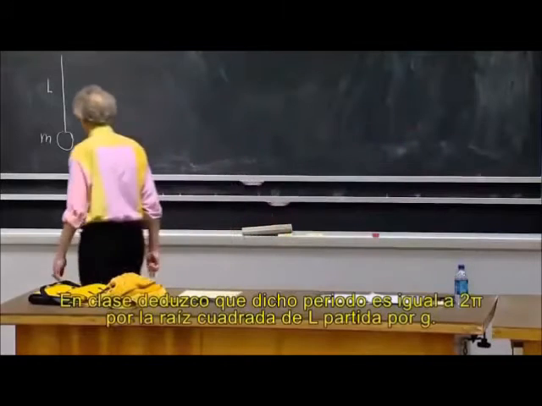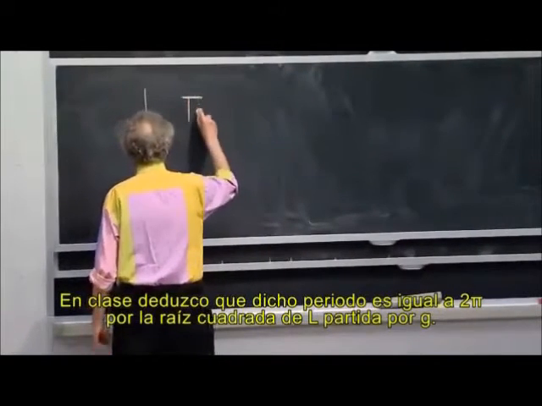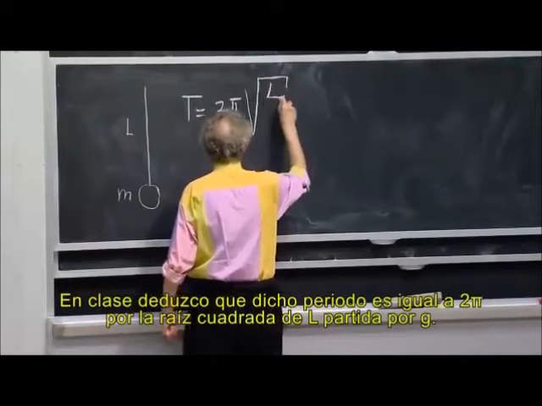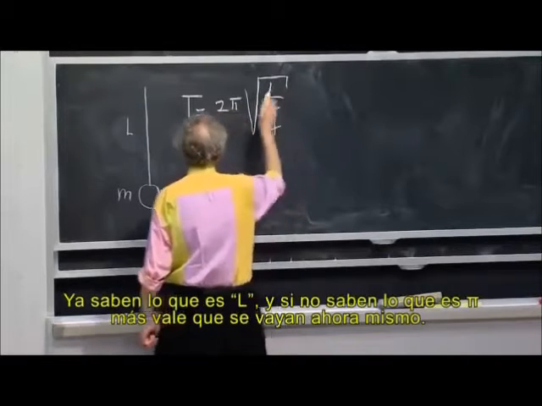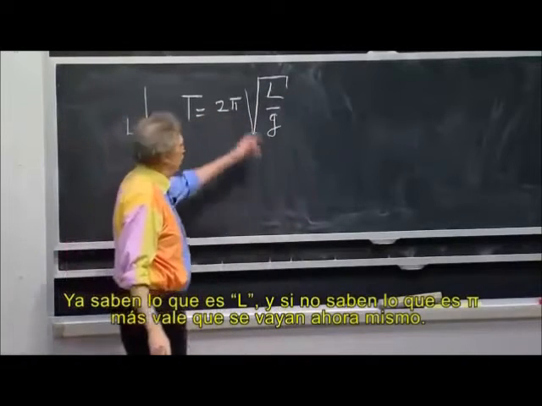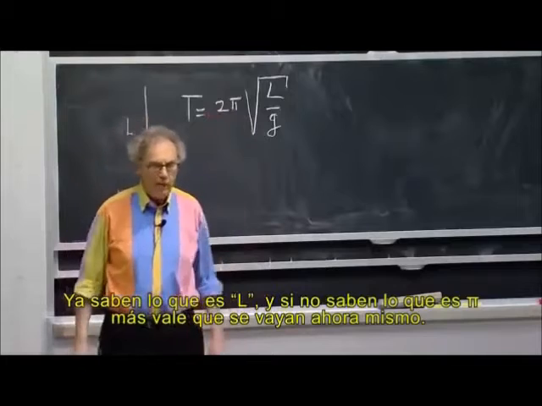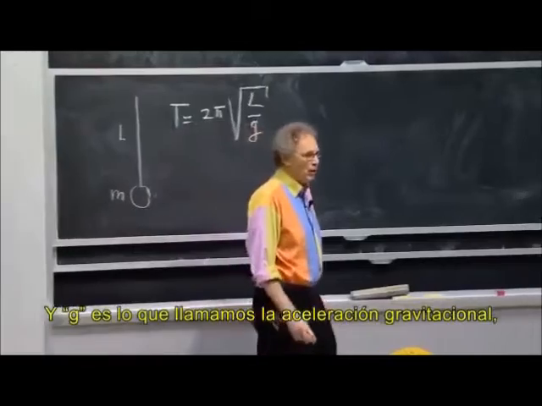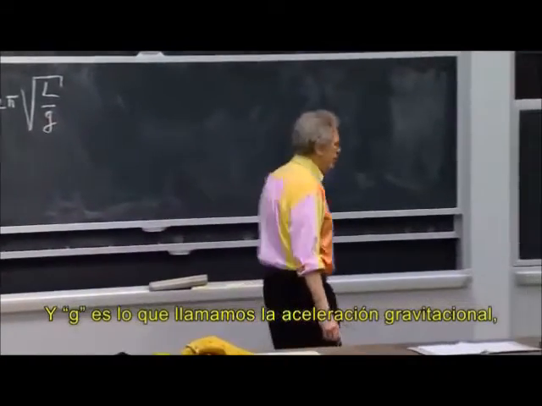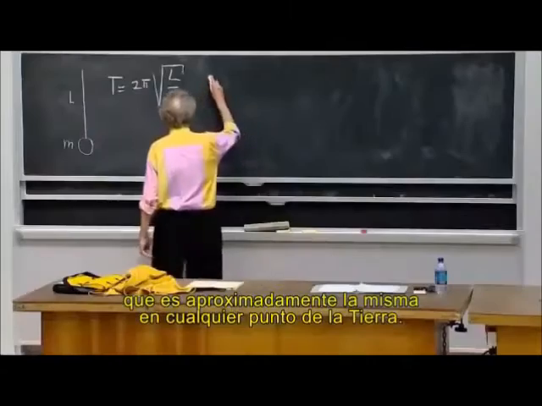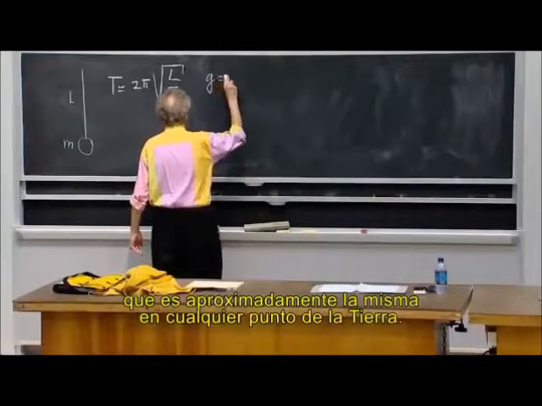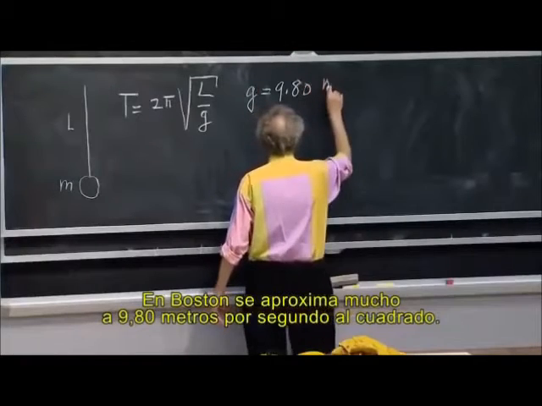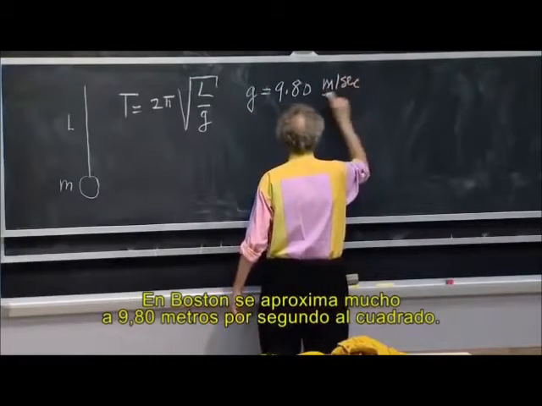And I derive in class that that period equals 2 pi times the square root of L over g. You already know what L is. If you don't know what pi is, you might as well leave right now. And g is what we call the gravitational acceleration, which is approximately the same everywhere on Earth, but it is very close in Boston to 9.80 meters per second per second.